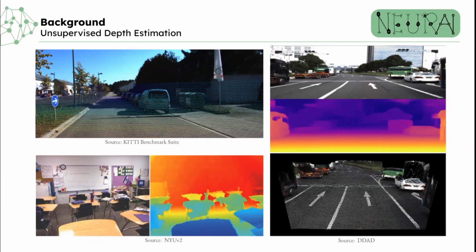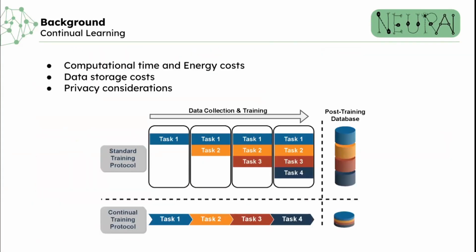Nevertheless, it remains an underexplored problem due to the challenges associated with the standard training protocol. Within the standard training protocol, the models are retrained from scratch on all the available data after new data is collected, thus incurring high computational time and energy costs. Furthermore, to ensure that the models can be updated in the future, it is necessary to continue storing all the collected data post-training. Instead, the continual training protocol involves incremental training of the model on sequential data from different domains.